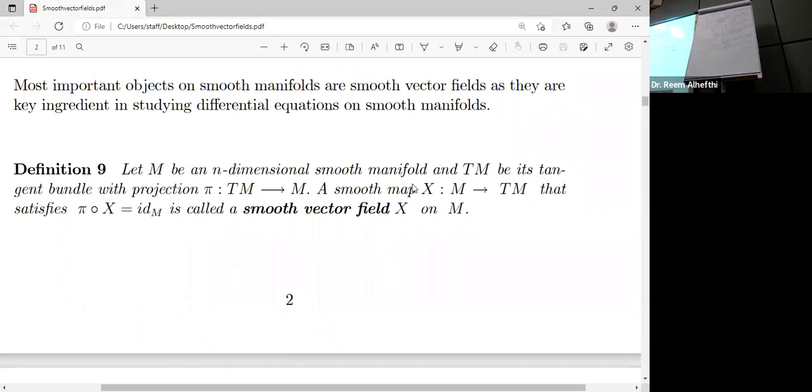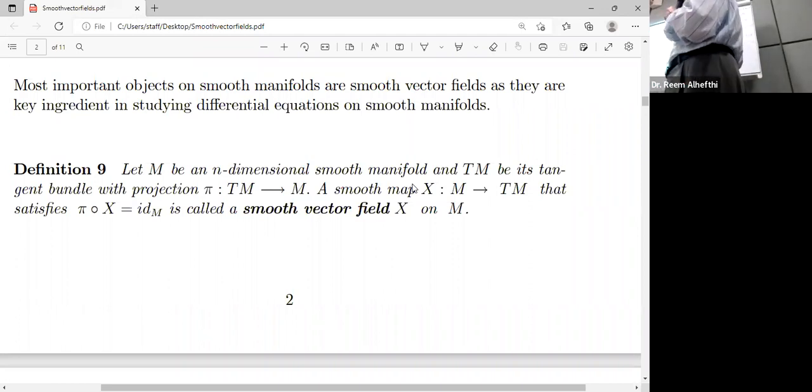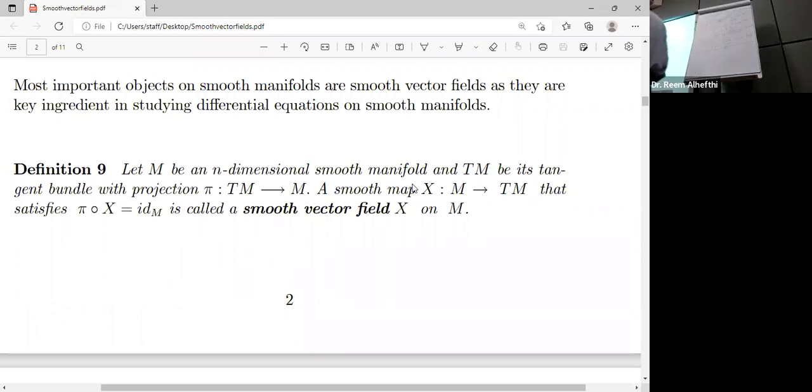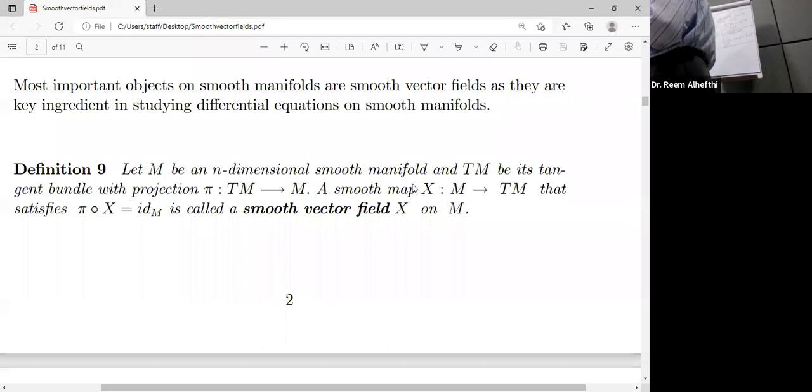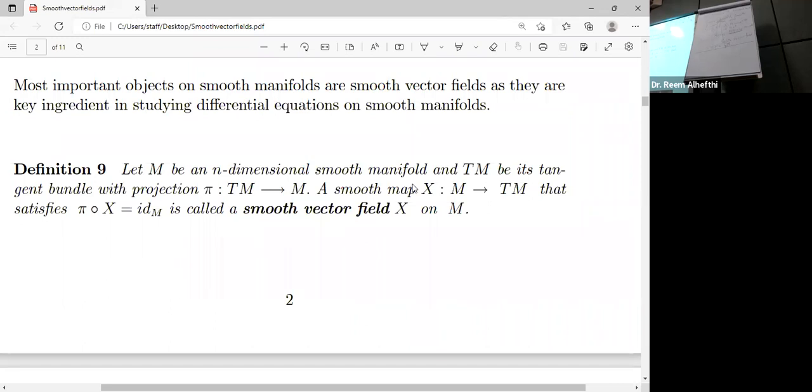There is another consideration. Under which condition do we have pi of X equal to the identity? Is there a condition? That is the definition, right? Maybe I didn't understand your question. Go ahead. We call it a smooth section of the tangent bundle, right?